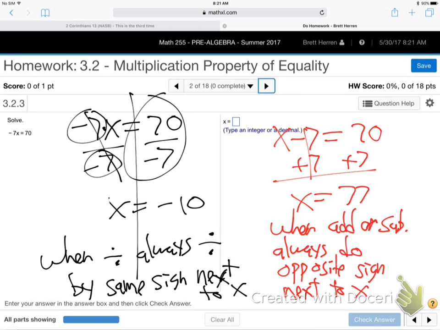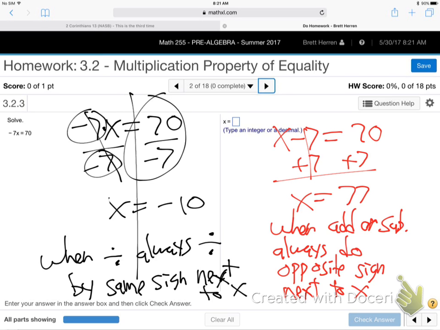Yeah. So whenever we're adding or subtracting, we always do the opposite sign, don't we? But whenever we're dividing, we divide by the same sign, because the dividing does the opposite for us. We don't need to make the sign do the opposite. That's why. Really, in both cases, we're doing the opposite of whatever's next to x. Is that saying too much and confusing you?